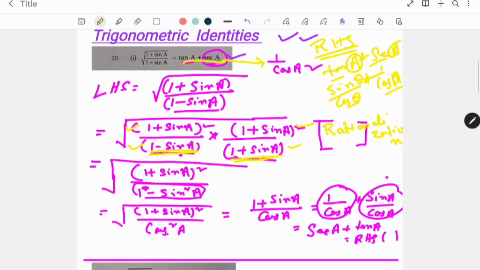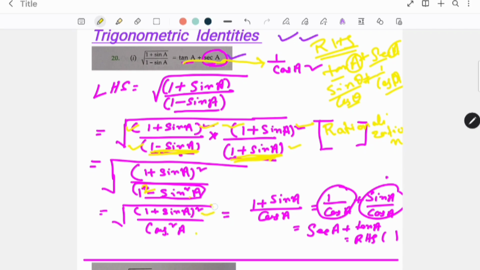So by rationalization, the denominator's conjugate is multiplied up and down. So we get 1 plus sin A up and 1 plus sin A here also, which will be 1 plus sin A whole square. Down we have 1 minus sin A and 1 plus sin A, so the A plus B and A minus B formula applies. It will be A square minus B square, that means 1 square minus sin square A. The 1 plus sin A whole square up stays as it is. Here 1 minus sin square A means cos square A.